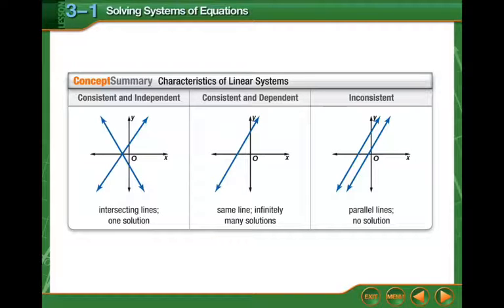So this is what we were just looking at, right? Intersecting lines with one solution: that's consistent and independent. Same line, infinitely many solutions: that's consistent and dependent. Inconsistent, parallel lines, no solution.